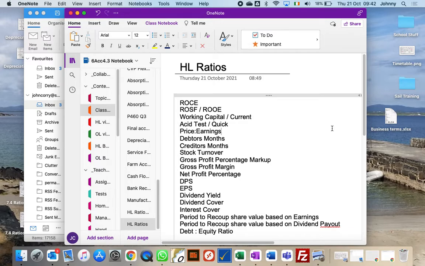Okay, it's about profit and how we set our sales price. So markup is the profit compared to cost, and margin is profit compared to sales. Okay? So the gross profit percentage markup will be gross profit compared to cost of sales. Gross profit margin is gross profit compared to sales. Net profit percentage would be net profit compared to sales. Is that right? And back to what Nathan said a second ago, this is about price.